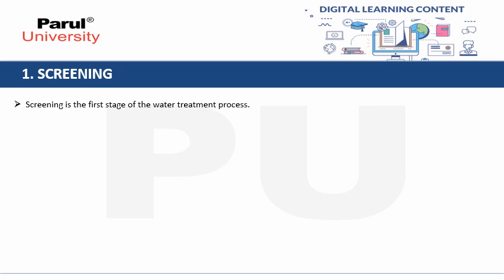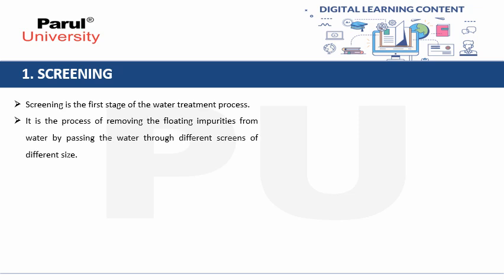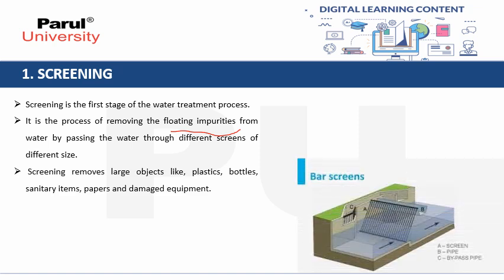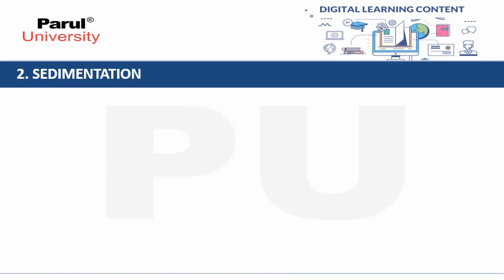Screening. Screening is the first stage of the water treatment process. It is the process of removing the floating impurities from the water by passing the water through different screens of different sizes. As shown in the image, there are different screens. This is screen A, here is screen B, and here is another screen C. So screening removes large objects like plastic bottles, sanitary items, papers, damaged equipment.